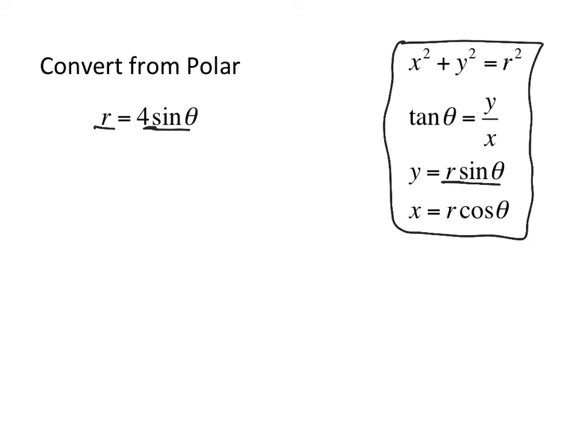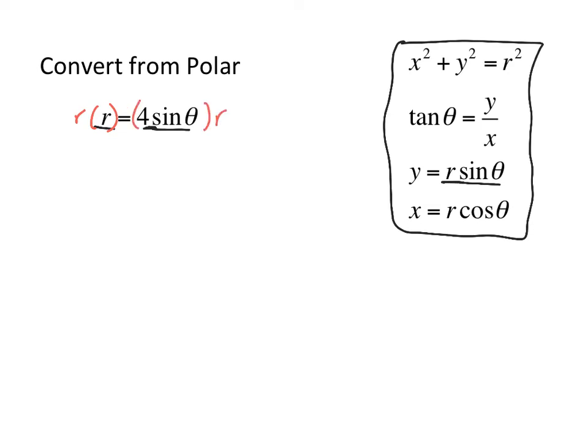So what I'm going to start this problem off doing, and this is a pretty common tip, is multiply both sides of my equation by r. This is allowed as long as you do one thing to one side of an equation, as long as you do it to the other. It's an acceptable operation in the equation. So I'm going to multiply both sides by r.